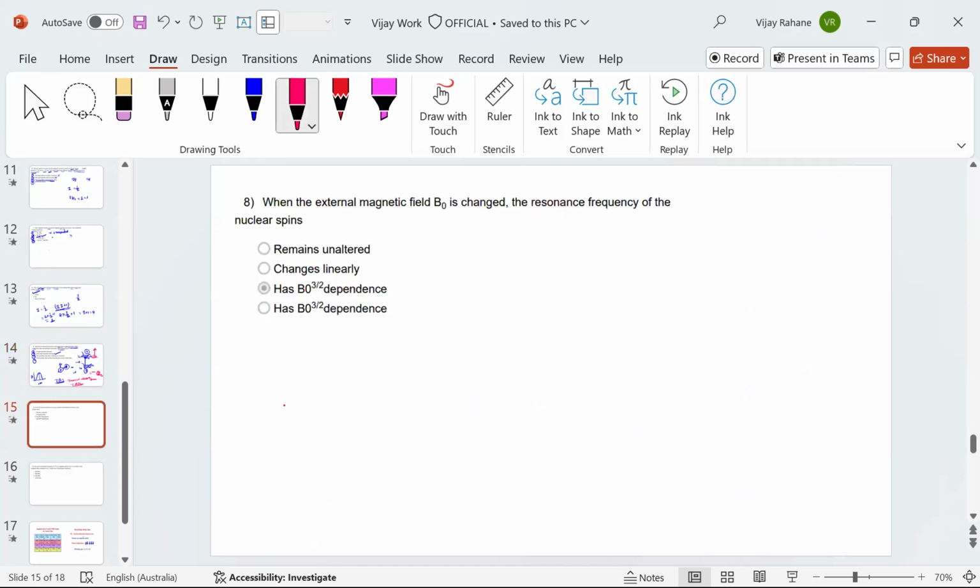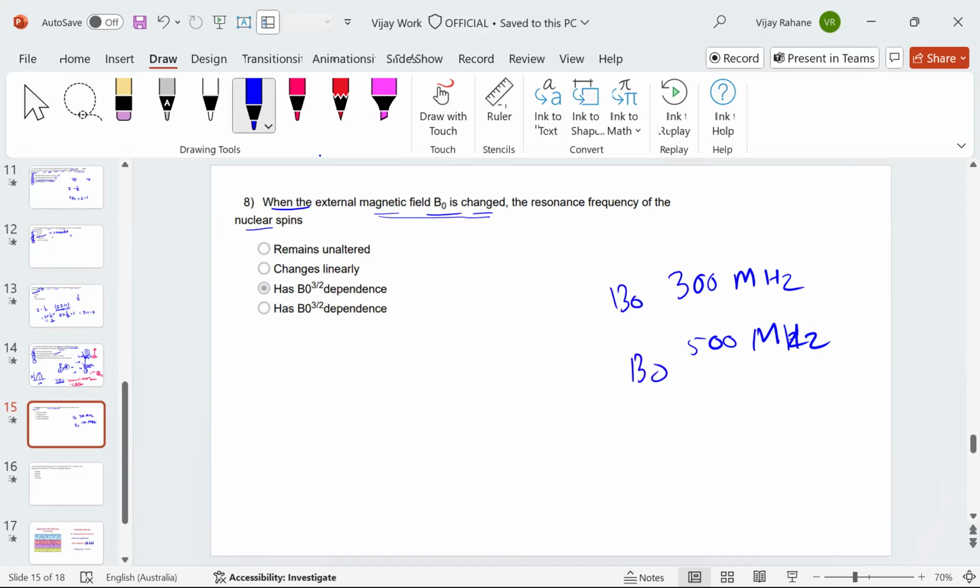Okay, so the next question is: when the external magnetic field B0 is changed, the resonance frequency of nuclear spin is? So let's say the external magnetic field. If you have different NMR instruments like 300 megahertz, 500 megahertz, that kind of NMR instrument, right? So this is B0, and the resonance frequency.